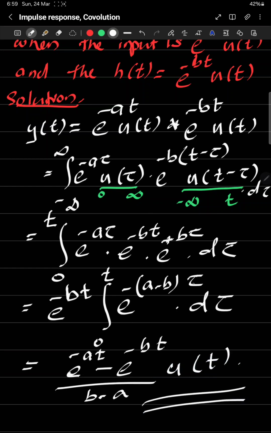I have skipped the integration step. You just integrate it, e raised to minus of a minus b tau divided by a minus b, and substitute 0 to t. So this will be the final answer for you.